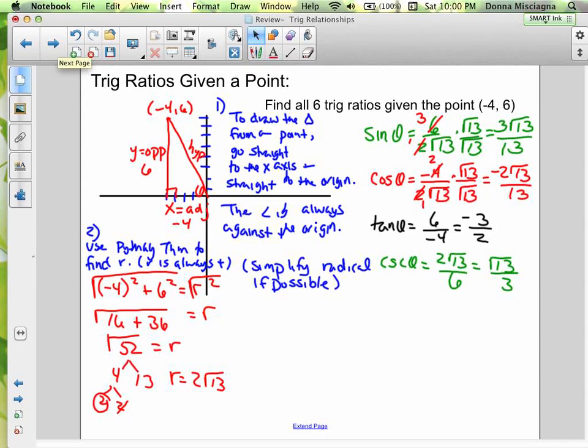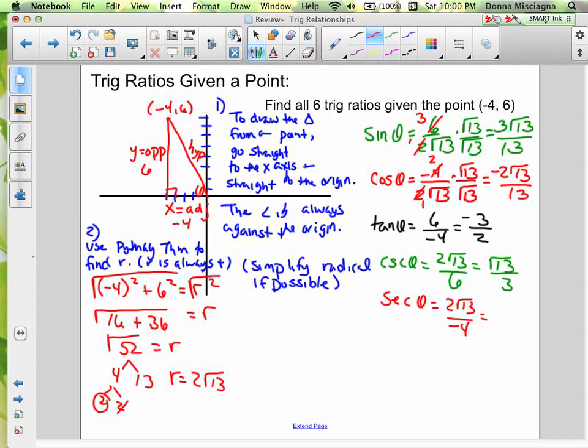And we have secant theta. All right, that's just the reciprocal of cosine, so 2 square roots of 13 divided by negative 4. We can reduce that by 2, so that's going to be square root of 13 divided by negative 2, or I can put the negative in the numerator. And then last but not least, cotangent, which is the reciprocal of tangent, is going to be negative 4 divided by 6, or negative 2/3. And that's it. We're done with this problem.